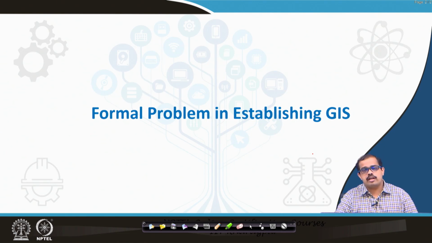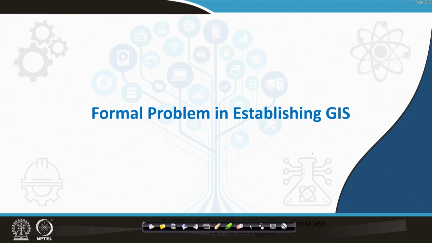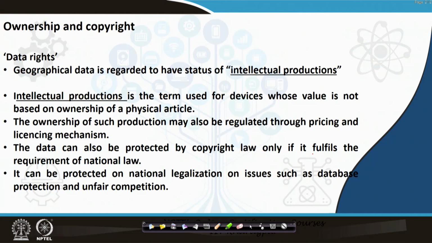If someone wants to look at the advanced part of it, probably you should look at some advanced GIS in terms of developing it. Now, let us look at what the formal problems are in establishing GIS. If you want to look at GIS as an establishing factor, what may be the issues? The first issue that you would come across is ownership and copyright.